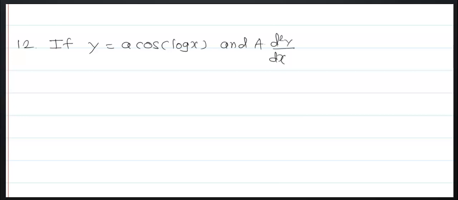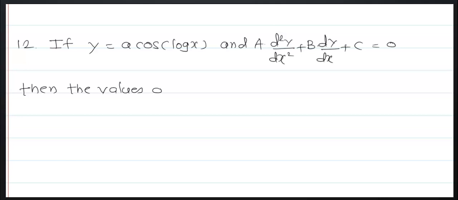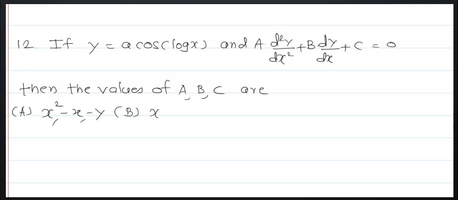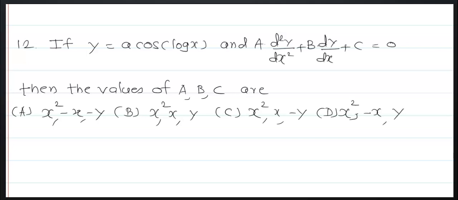Now the next is question number 12. If y is equal to a cos of log x, and A d²y/dx² plus B dy/dx plus C, then the values of A, B, C are: option A, x² minus x minus y; option B, x² x y; option C, x² x minus y; and option D, x² minus x y.